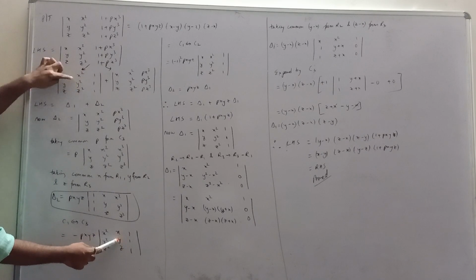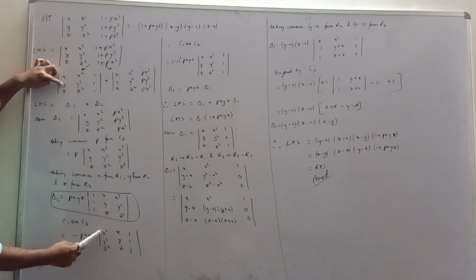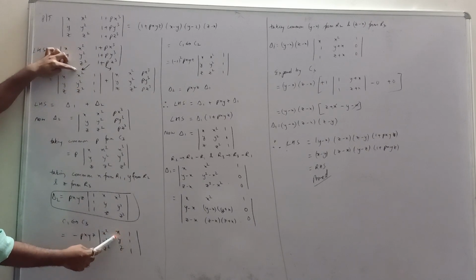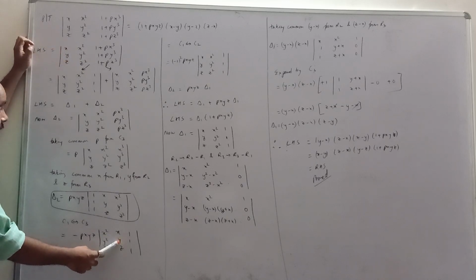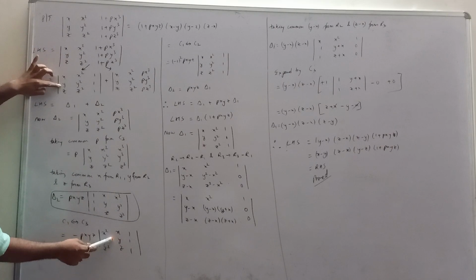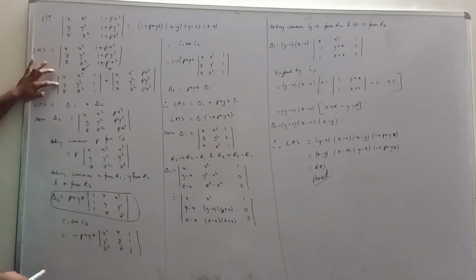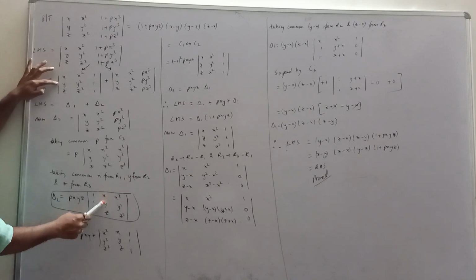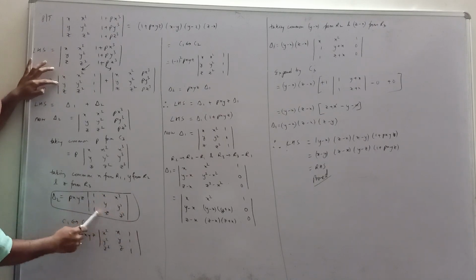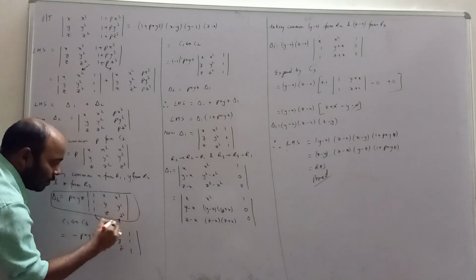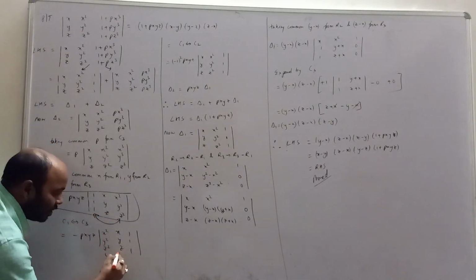But again, C2 and C1 are not matching. In the place of C1 we should have C2, and in the place of C2 we will have C1. Then these two determinants become equal. Again we have to interchange. Now, one more thing: when we interchange, we put a minus sign. That is the property. So we put a minus sign here. Rest everything remains the same, C2 remains the same. Only I am interchanging C2 and C3, that means here to here. Now I have to interchange these two.